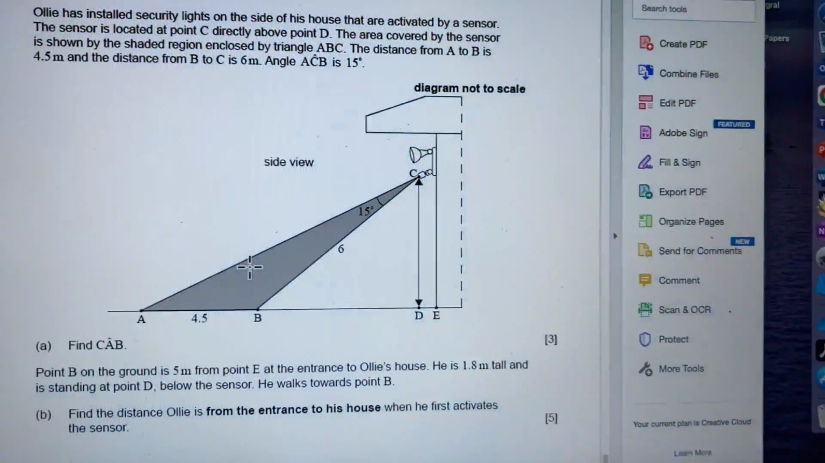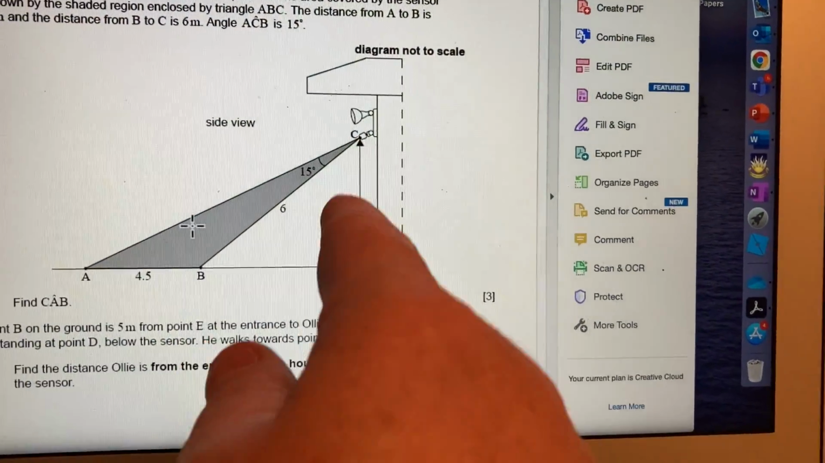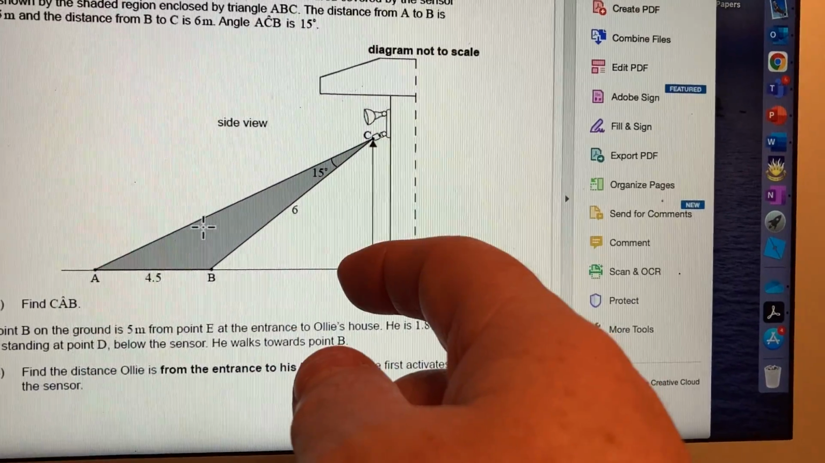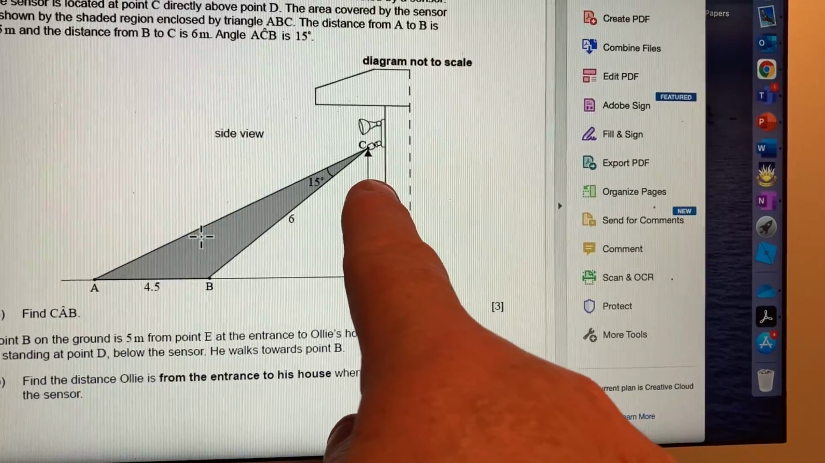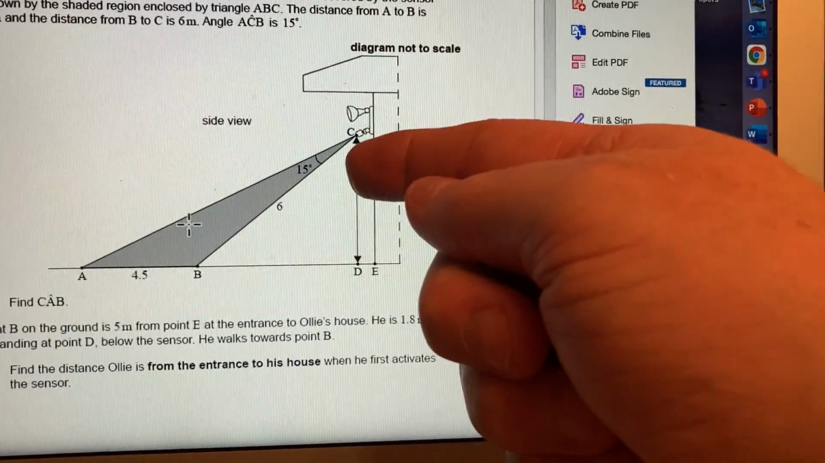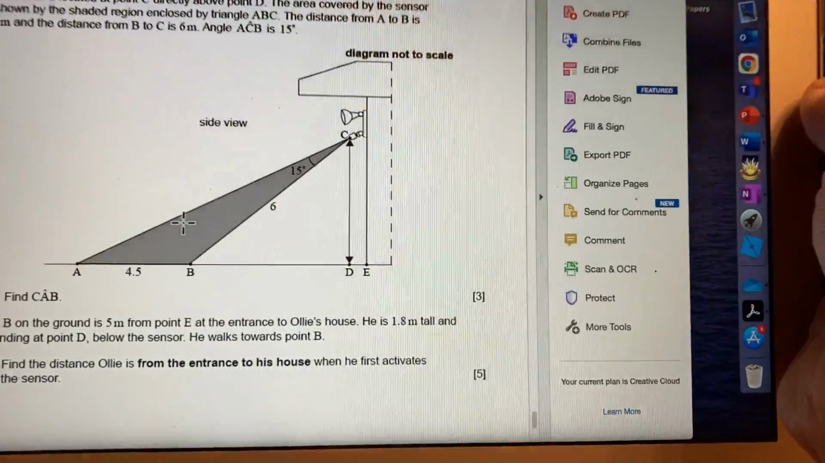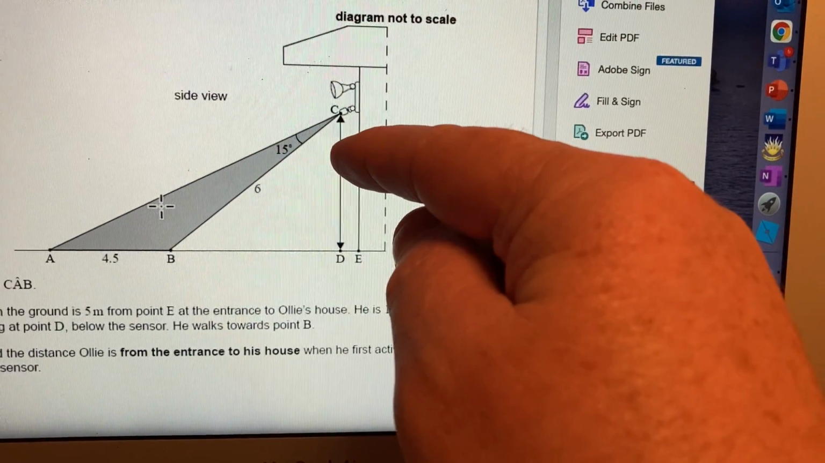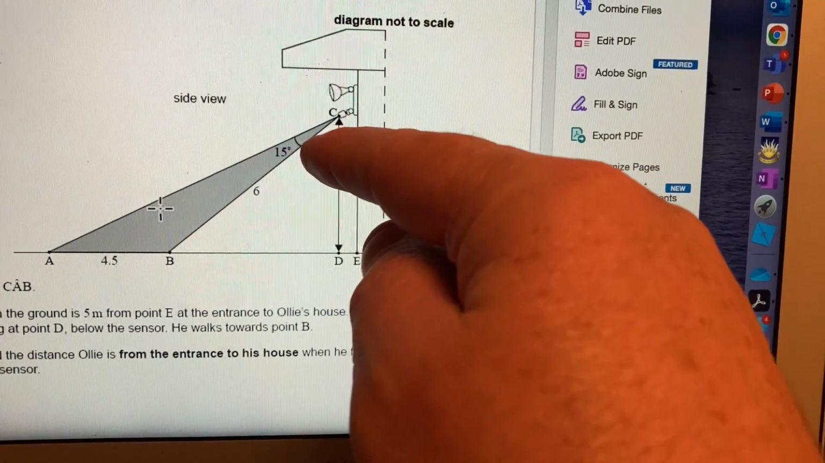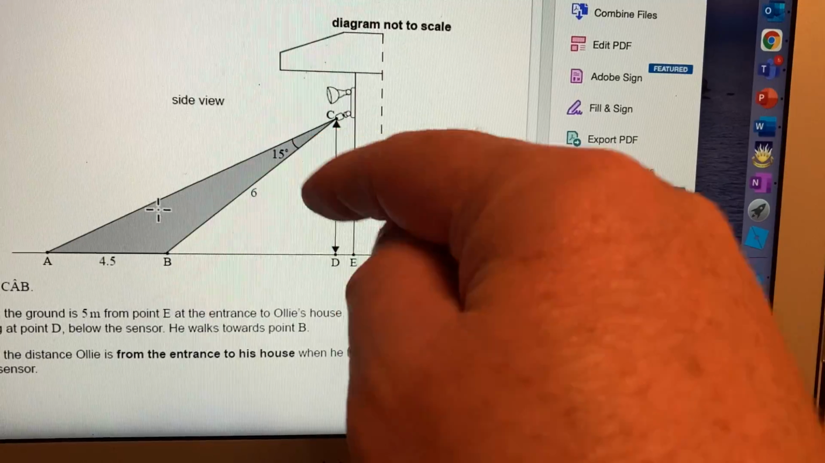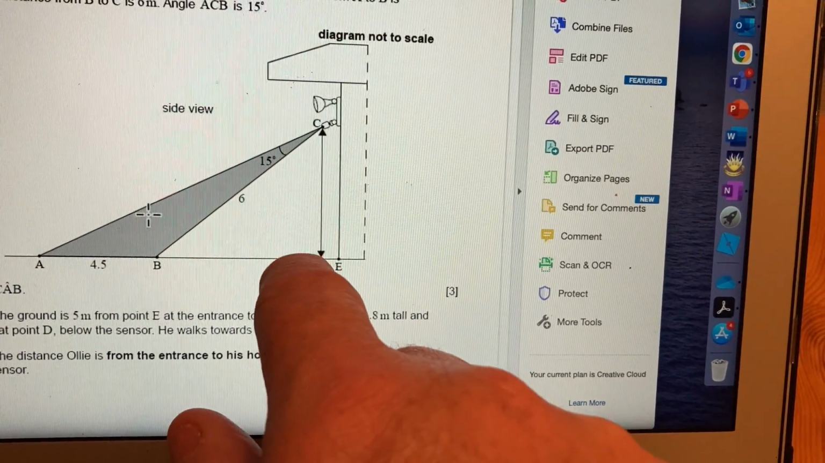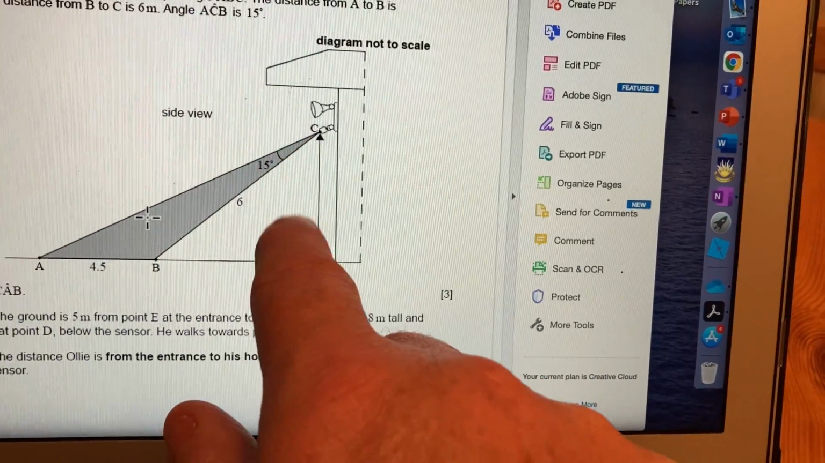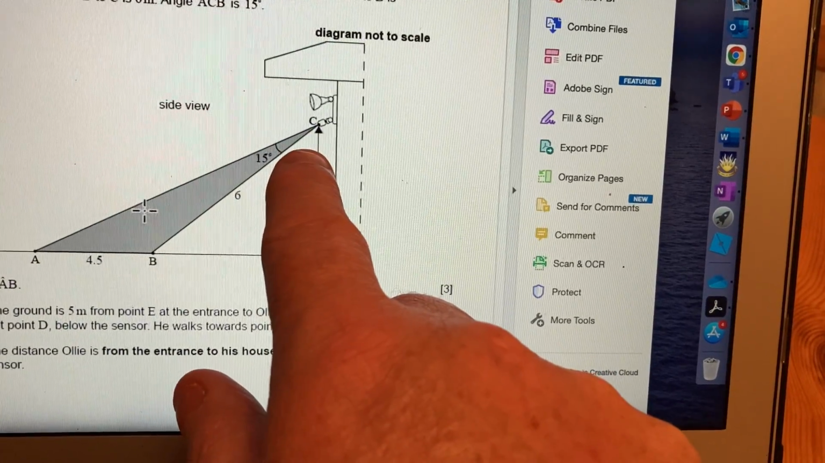Okay. Part B, bit tricky. So we want to know when the man who's 1.8 meters, let's imagine that he's standing at D, okay, 1.8 meters, when does he walk along and his head come into that shaded area? So what's that distance that he would walk along the bottom, where we would have 1.8 in his height coming into the shaded area there?